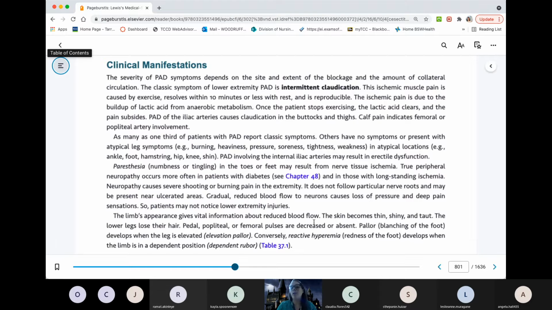So you don't even need to put intermittent claudication. Find a way to word it in your own words, if that is what makes sense to you. Pain when walking could be intermittent claudication. You know how it has other words at the bottom, like pallor and elevation pallor? If you wonder what that is, you could put foot turns white when elevated. Make it really simple, put it in your words.